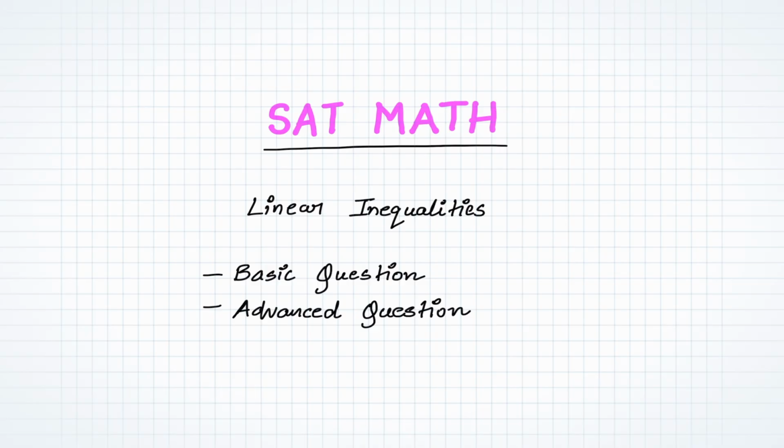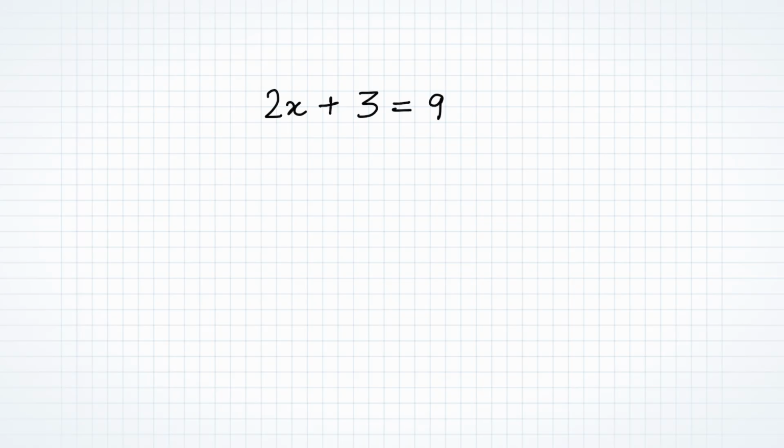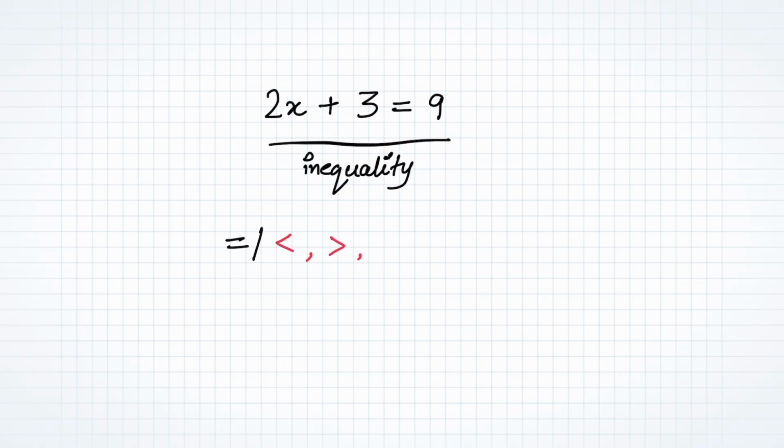Alright, let's start simple. You already know what an equation is. An equation is something like 2x plus 3 equals 9. An inequality is almost the same, except instead of an equal sign, we have less than, greater than, less than or equal to, or greater than or equal to. These symbols compare two sides.